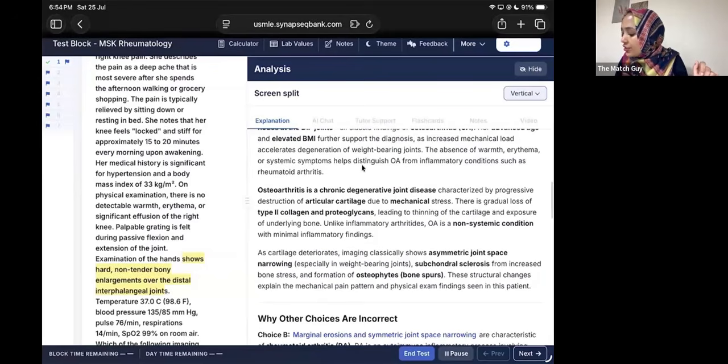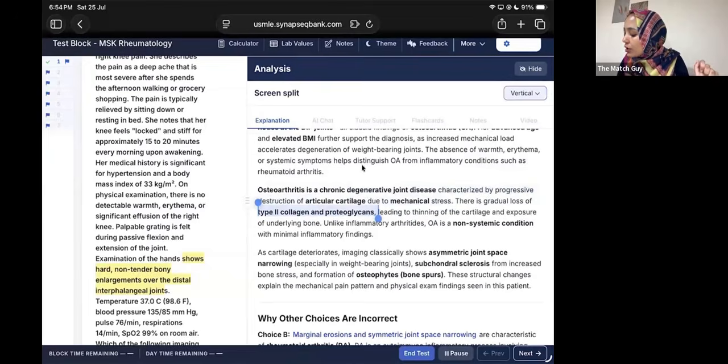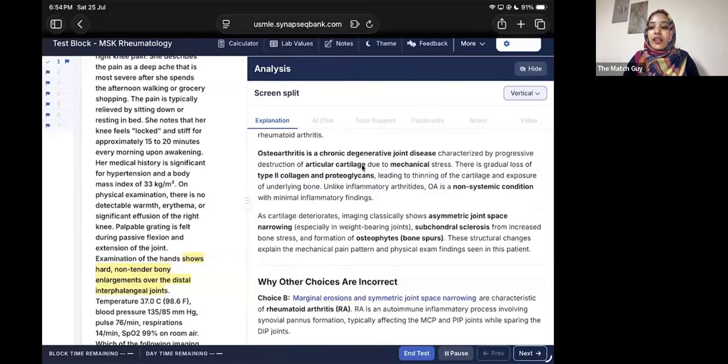And it's a chronic degenerative joint disease with progressive destruction of articular cartilage due to mechanical stress. What do you lose? You lose type 2 collagen and proteoglycans, leading to thinning of the cartilage and exposure of the underlying bone. Unlike the other inflammatory arthritis, it's not systemic, so you're not going to see the fever, the weight loss, the systemic manifestations that you would see with rheumatoid.